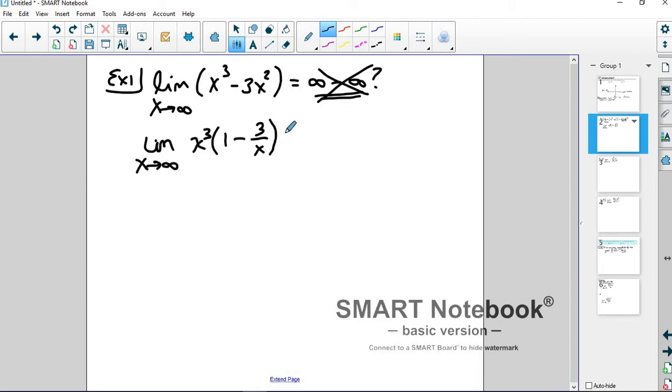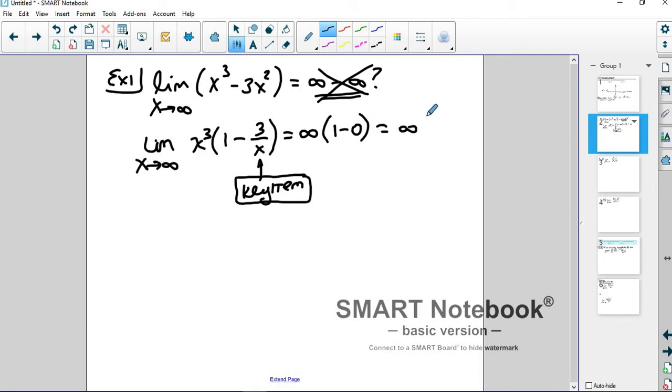Okay? So now what I can say is x cubed is going to infinity. 1 is just 1. 3 over x is going to 0. That was my key idea, right? The key item that said if you have a constant over x to a positive power, as x goes to infinity, that goes to 0. So this becomes 1 minus 0, so I just get infinity, positive infinity in this case.